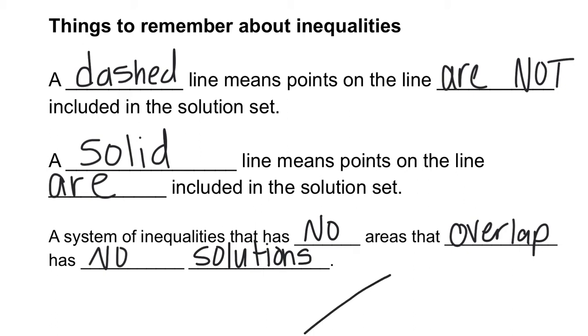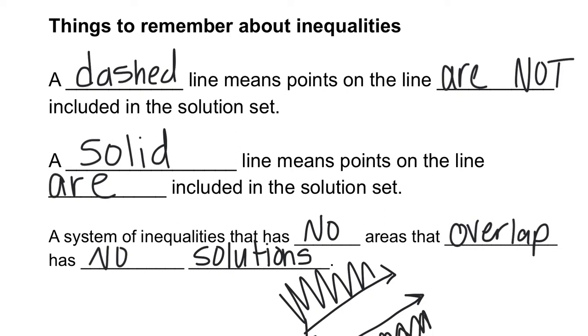So that would be like if you had, and you don't have to draw this, but just to remind you, if you had two parallel lines like this, and one was shaded up here, and the other one was shaded down here, those would never interact because they're never going to touch each other. That's your situation of no solution.